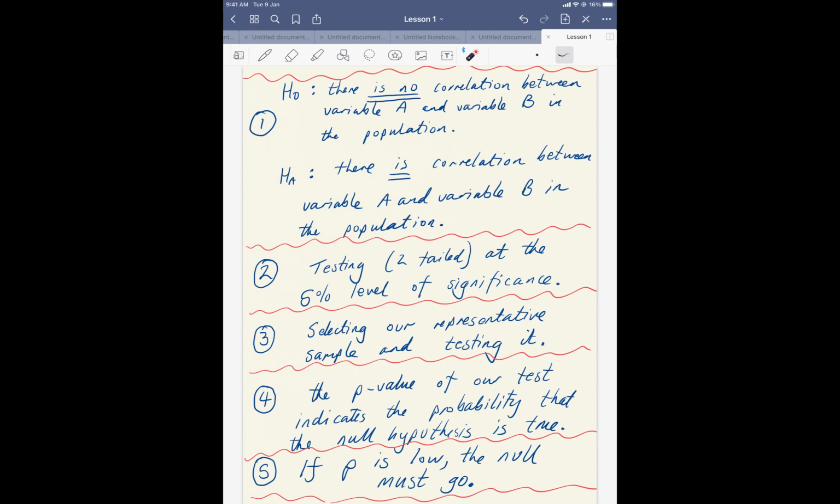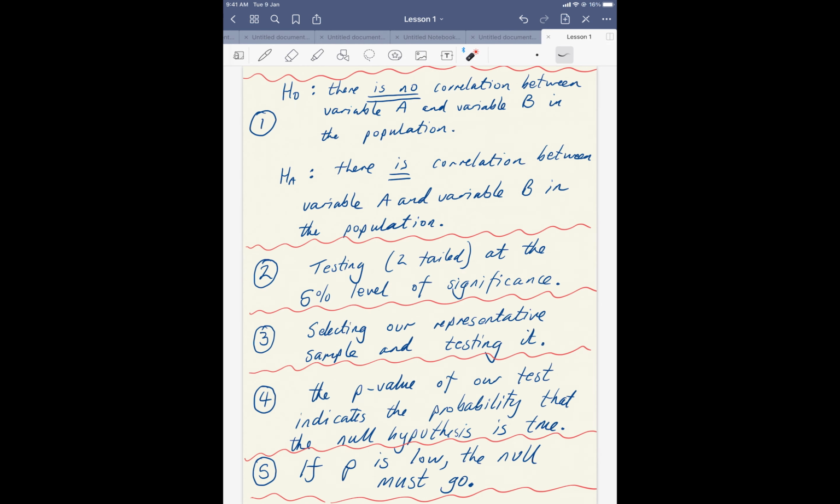Now we have to go, and this is probably a super important thing, we've got to select our sample, but it has to be representative of the population, okay? So this is a crucial section number 3. If we don't get a sample that's representative of the population, then all our following analysis is pointless, really, okay? And then here we get a p-value for the test, and the p-value indicates the probability that the null hypothesis is true. Okay, so p-value of 78%, the null hypothesis is 78% likely.